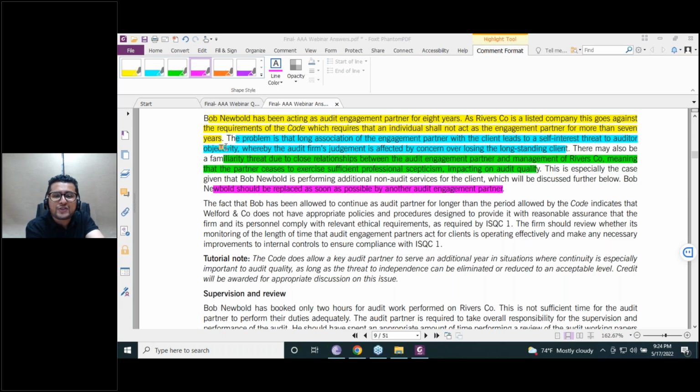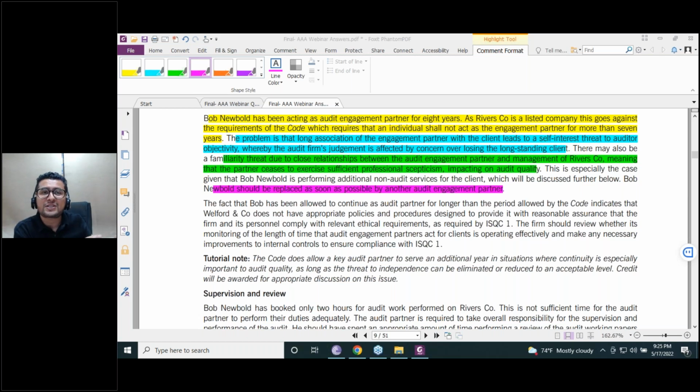As of now, I've scored 4 marks. How? Just a quick recap. I've identified what the issue is. Mr. Bob is the engagement partner for 8 years. This alone would not get me 1 mark, but I explained that this is not in line with the ACCA's code of ethics and conduct, especially considering the fact this is a listed company. Now I got 1 mark.